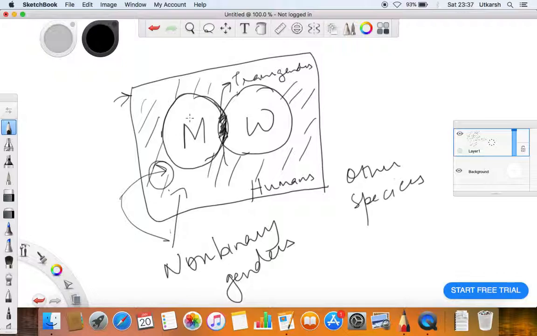So this is how you read Venn diagrams. You start with the outermost layer, and the outermost layer gives you an idea. So this is a human table. This table is only for humans. Then this plate is for men. The second plate is for women. Now where both plates meet, you have transgenders, and who didn't get a plate are the non-binary genders, and who didn't get a table are all the other species, right?